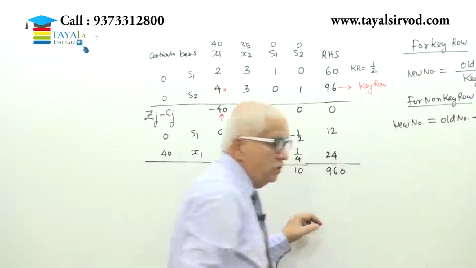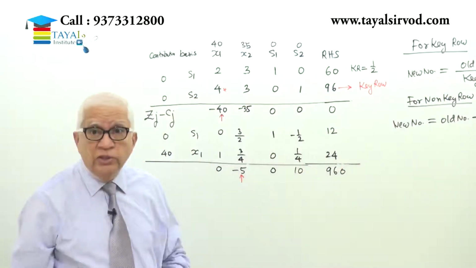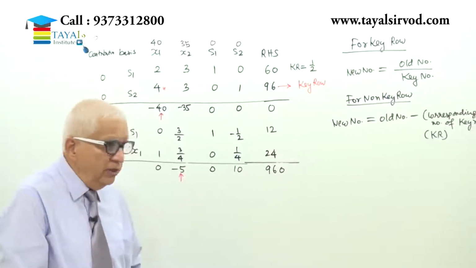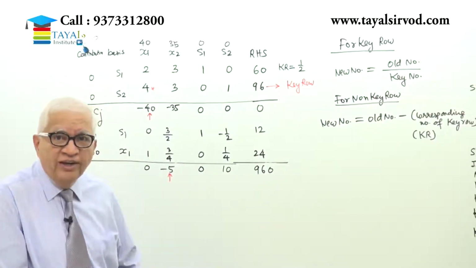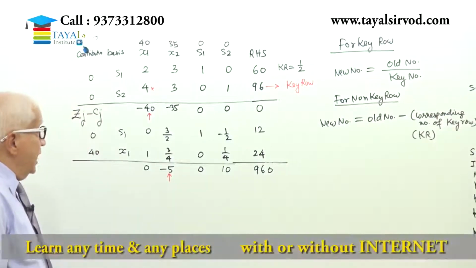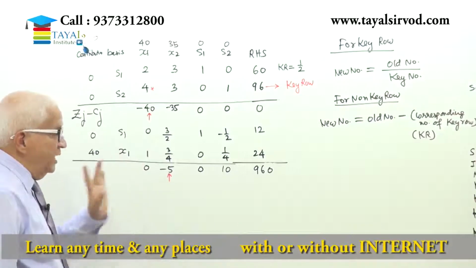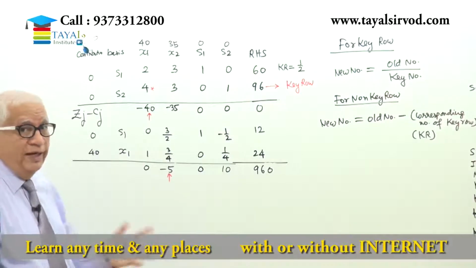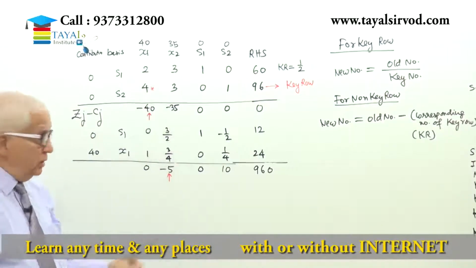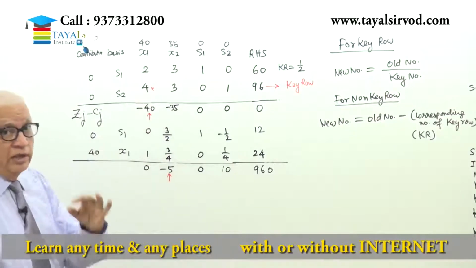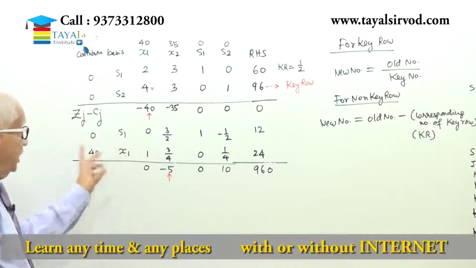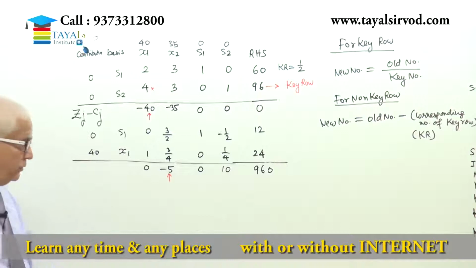Remember these formulas, the most important formulas, and you must learn them by heart. I'm sure after 3 problems are solved, you will know these formulas by heart in any case. Now, look at it. Minus 5 is the only negative number, so it is the highest negative number. The column here is the X2 column. Therefore, variable X2 is trying to enter the basis. So either S1 or X1 must leave. How do we decide who leaves?